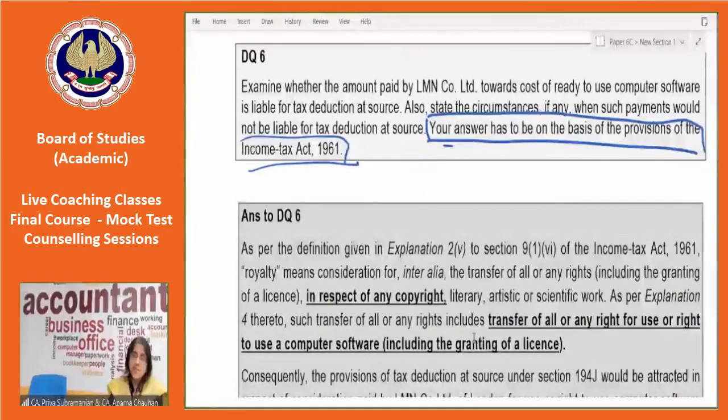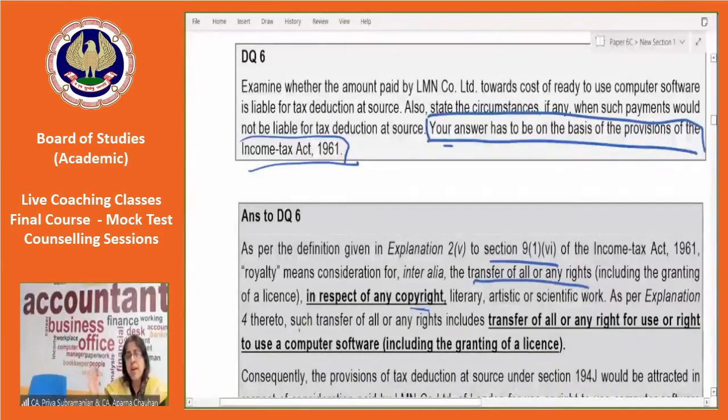Now, let's see the definition of royalty again. Royalty in 9(1)(vi). It includes transfer of all or any rights in respect of any copyright, literary, artistic, or scientific work. There are many other aspects to royalty also, but this is the relevant aspect in this case. It's consideration for transfer of rights, and this is Explanation 2. Then Explanation 4 says.